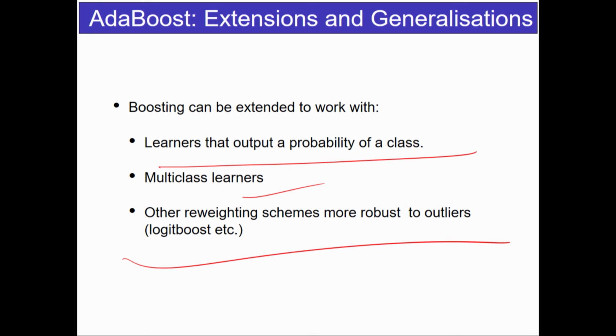The weight explodes exponentially, right? Every time you get it wrong, you are multiplying by something, and that's a very unstable situation. Even if you run for 100 iterations, you might actually hit the floating point limit. That's not a very good situation to be in. There are gentler methods which increase the weights more slowly, so they are more robust to outliers. For example, they are called LogitBoost and so on. But they are more complicated analyses than AdaBoost. Still, AdaBoost is a very popular learner, something you will see often.